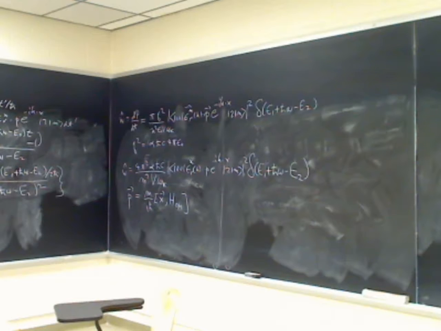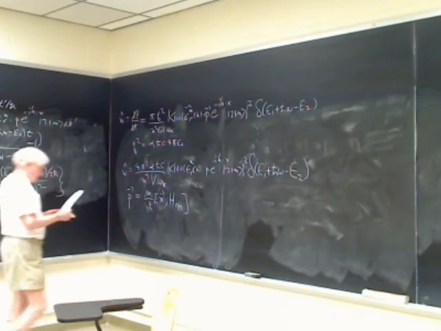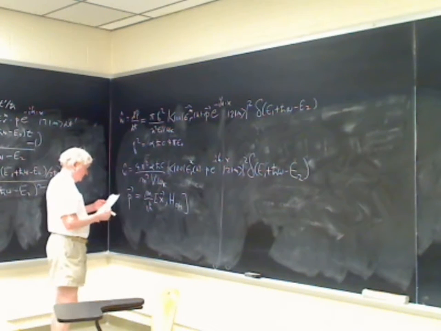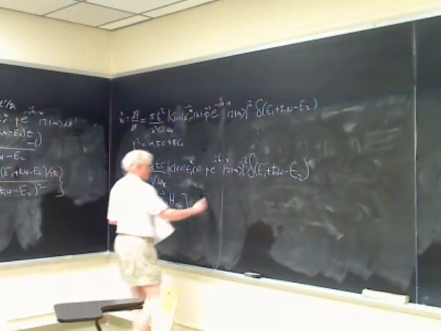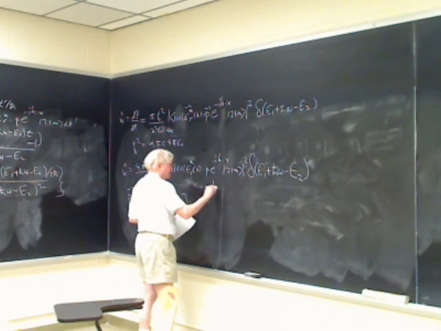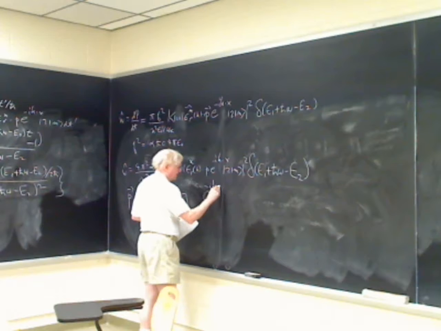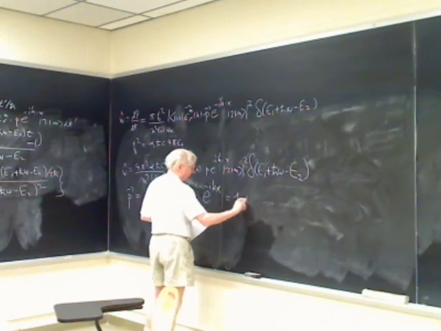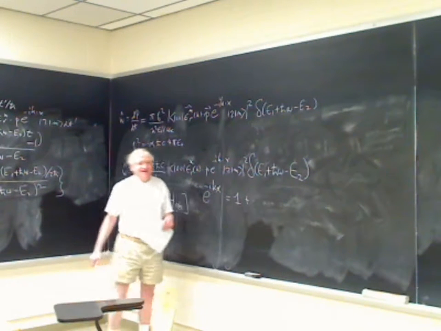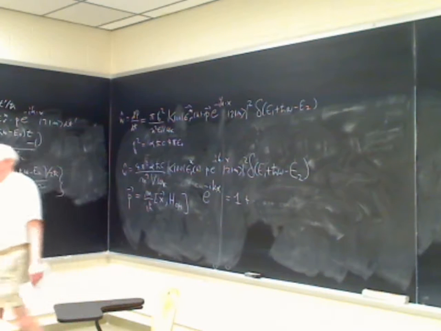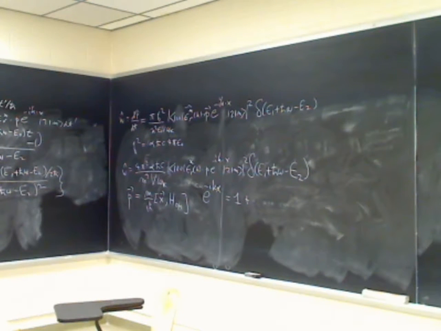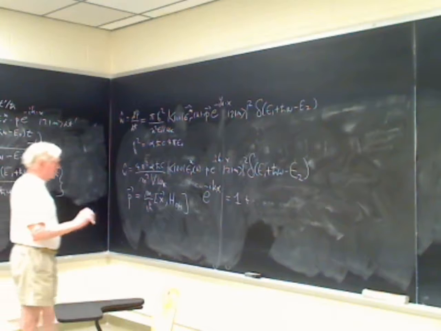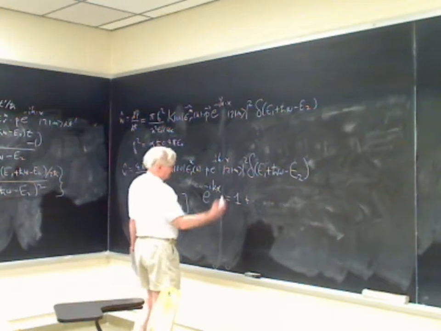In other words, we're also going to say e to the minus i k dot x is equal to 1. That would be a laughable approximation if it weren't for the fact that we're talking about optical photons and atoms.